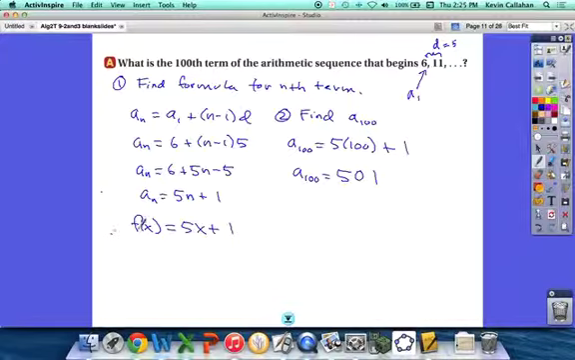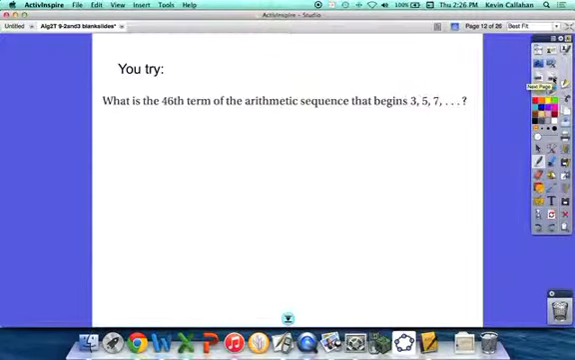If you evaluate a function by plugging in a value for x, like f of 100, you would plug in 100. That's what a sub n is. It's just like function notation. It just means plug in n equals 100. Okay, so you try to do the same thing. Find the 46th term of an arithmetic sequence that begins 3, 5, 7.